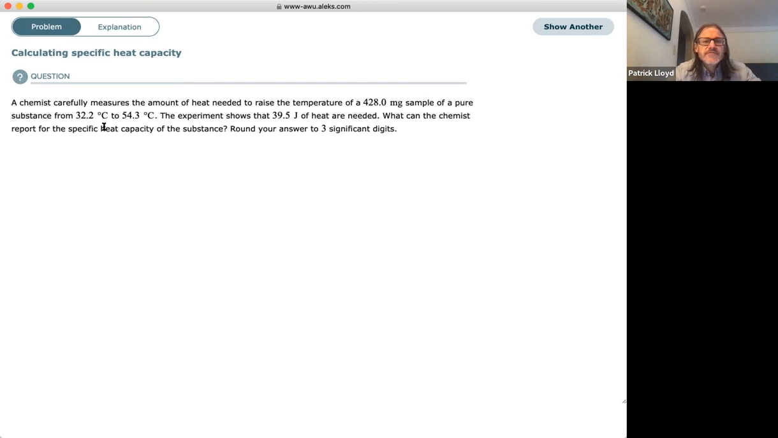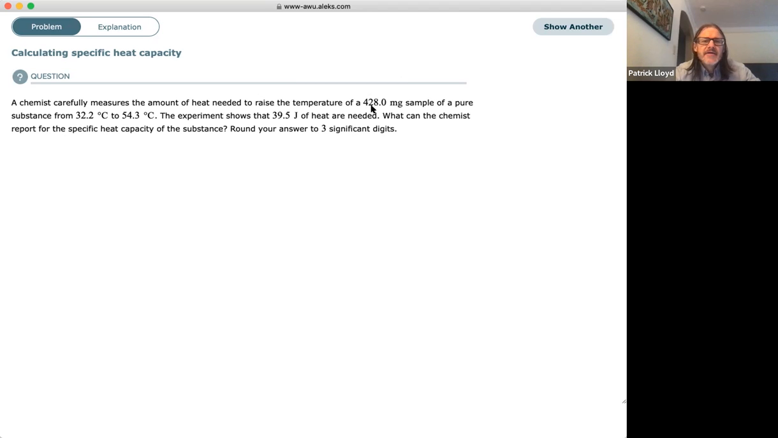A chemist carefully measures the amount of heat needed to raise the temperature of a 428.0 milligram sample of a pure substance from 32.2 degrees Celsius to 54.3 degrees Celsius. The experiment shows that 39.5 joules of heat are needed. What can the chemist report for the specific heat capacity of the substance? Round your answer to 3 significant digits.